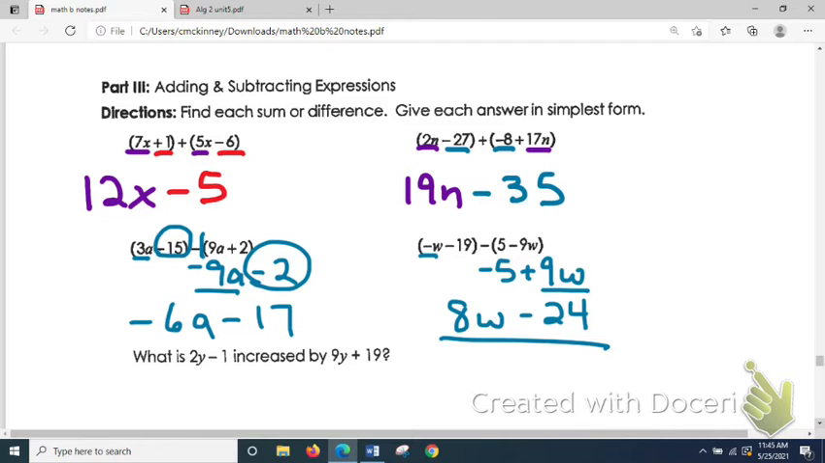So we're just combining the like terms. These are not equations. There is no equal sign at the beginning. So please don't be tempted to go too far and actually try to solve.